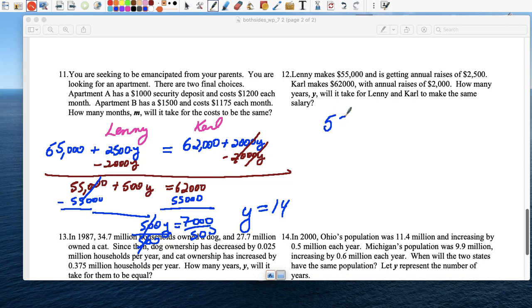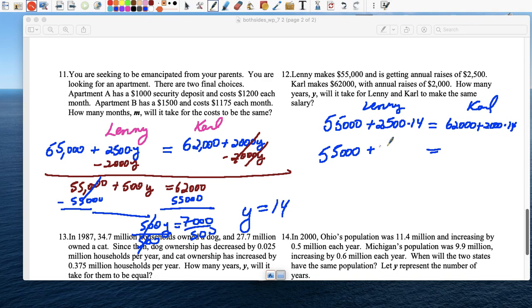And let's check. So 55,000 plus 2,500 times 14. That's Lenny, right? We're going to multiply by 14 to see how much Lenny's going to make in 14 years. And then we're going to do the same thing for Carl. Carl is 62,000 plus 2,000 yearly raises for 14 years. And supposedly, at the end of 14 years, they'll be making the same amount of money. So 2,500 times 14 equals 35,000. And this is going to give us a total of 90,000.